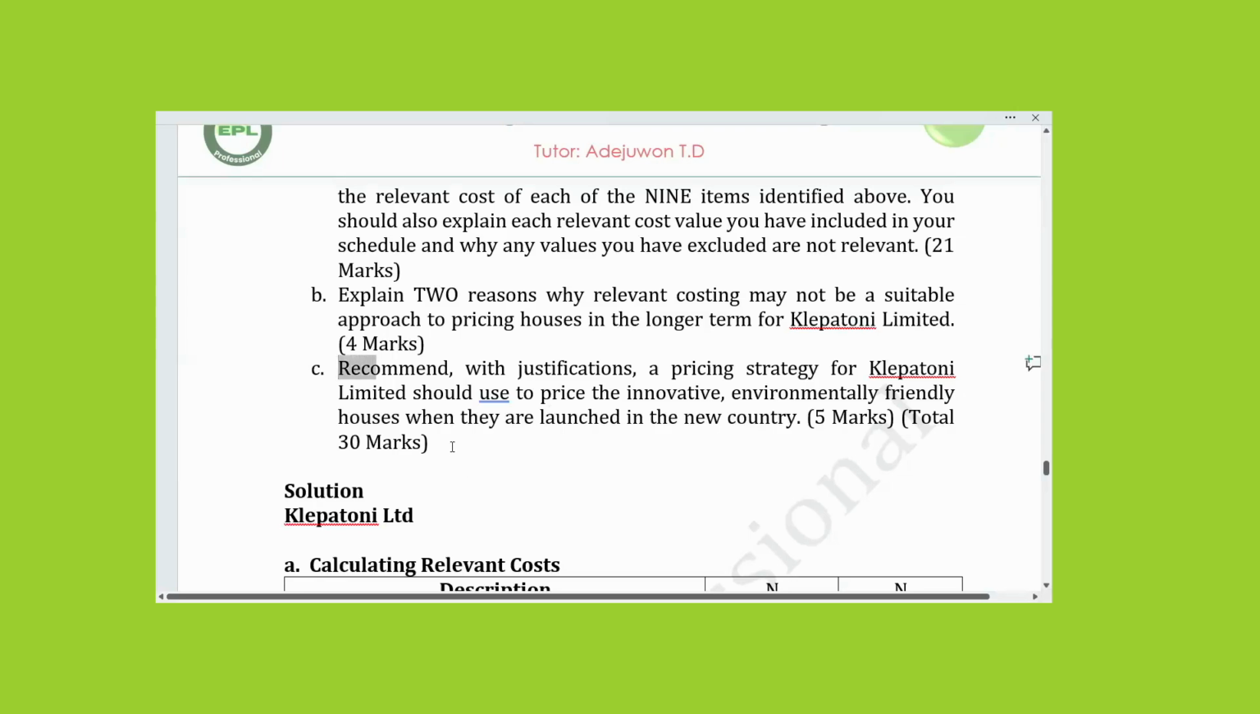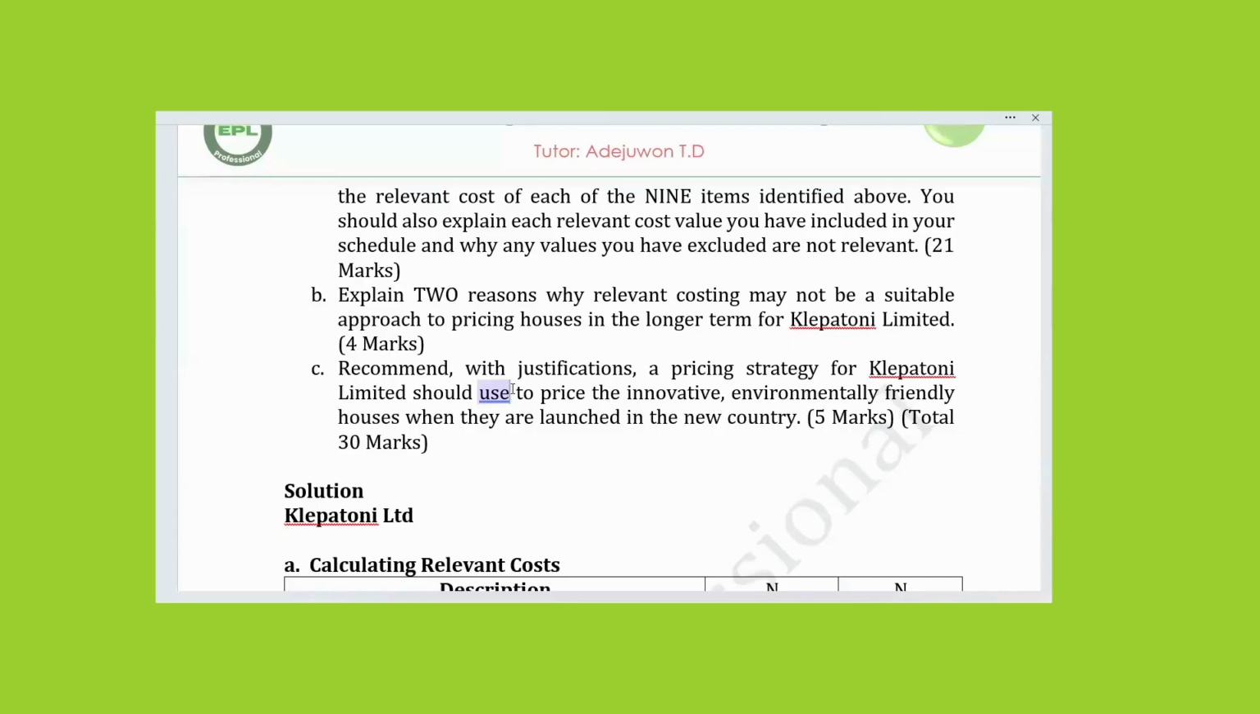The examiner is now asking you in the C part. I'm still going to show you in the golden book how I treated the B part. In the C part of the question, you are to recommend with justification a pricing strategy Clepatoni Limited should use to price the innovative, environmentally friendly houses when they are launched in the new country. So what should be the pricing strategy that the company should adopt? Because you have done pricing decision, Mr. Ashwajola has taught you pricing decision. The best strategy to use is for the company to adopt skimming pricing.